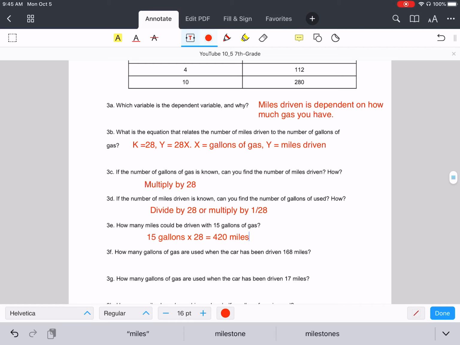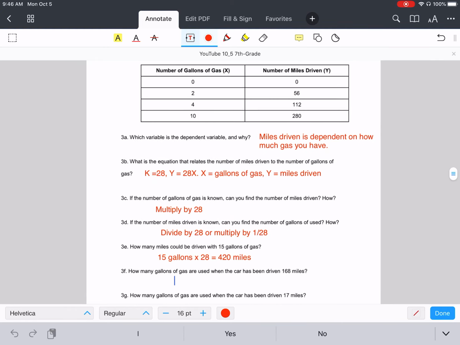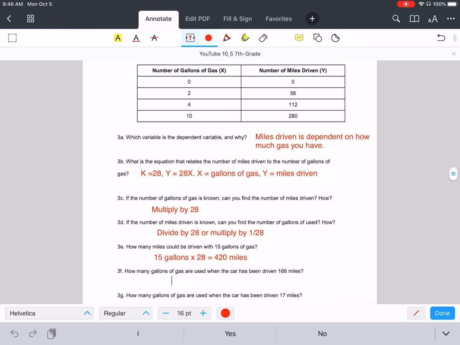3f, how many gallons of gas are used when the car has been driven 168 miles? So we're doing 168 miles divided by 28. And that will equal 6 gallons.